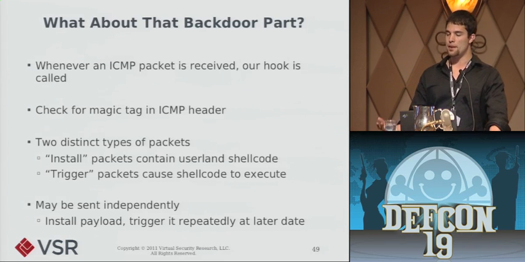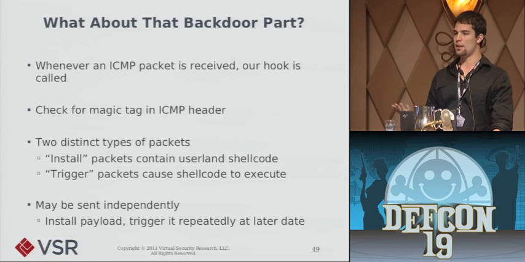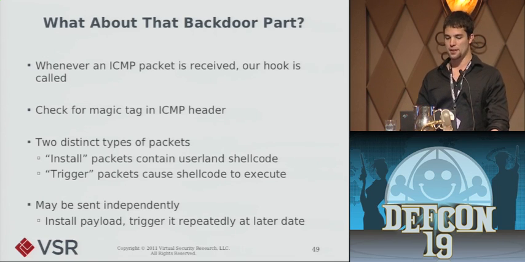So now, at this point, whenever an ICMP packet is received, our hook that we put in kernel memory is going to run. Now we want to talk about what that hook is actually going to do. The first thing it does is check for this arbitrary magic tag that I just made up in the ICMP header.